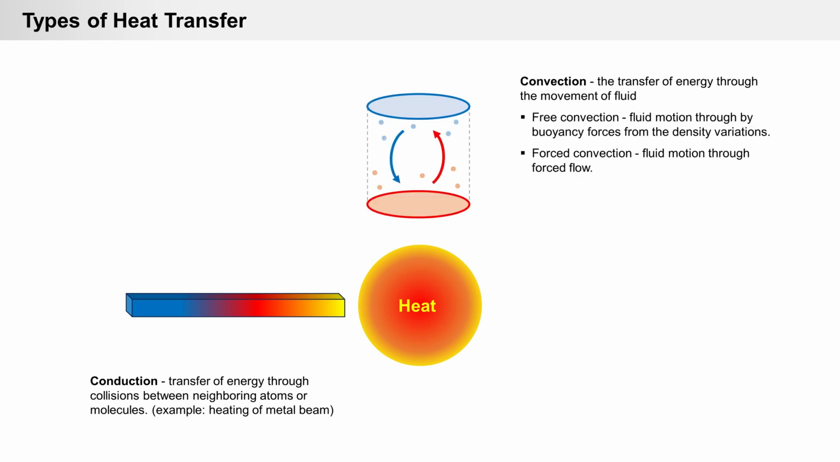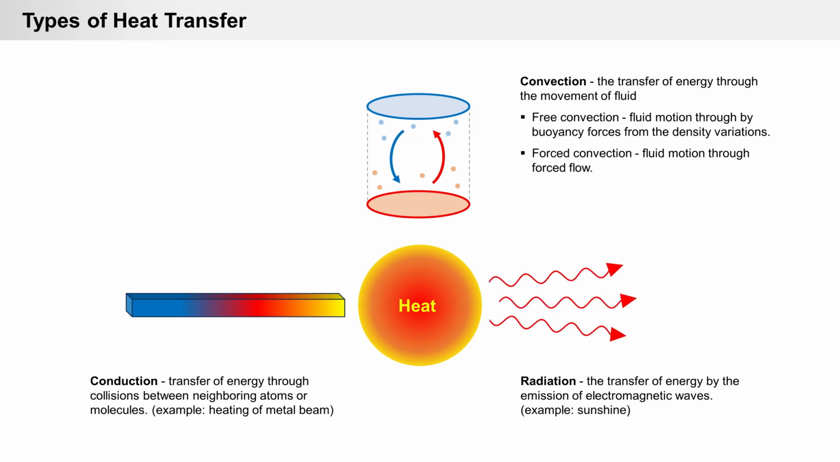Convection, the transfer of energy by the movement of fluid. Free convection: fluid motion driven by buoyancy force from density variation. Forced convection: fluid motion driven by forced flow, maybe by a fan or hydraulic pump. And heat transfer by radiation. It is the transfer of energy by emission of electromagnetic waves.